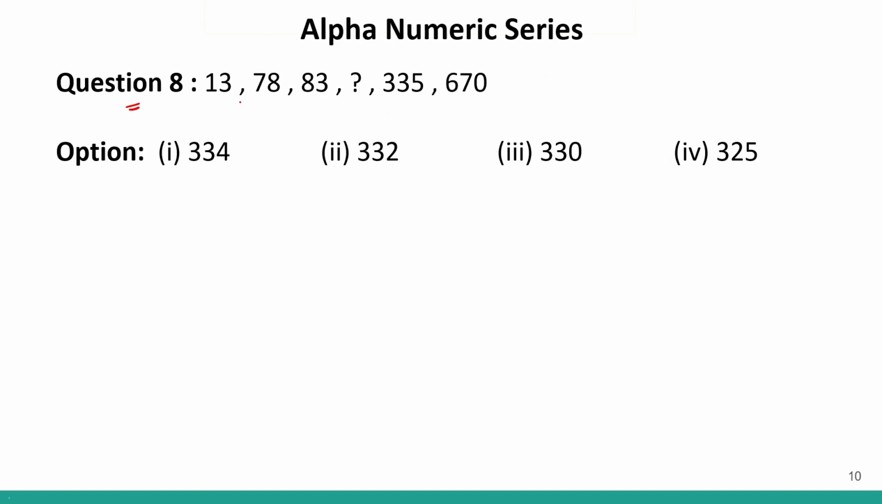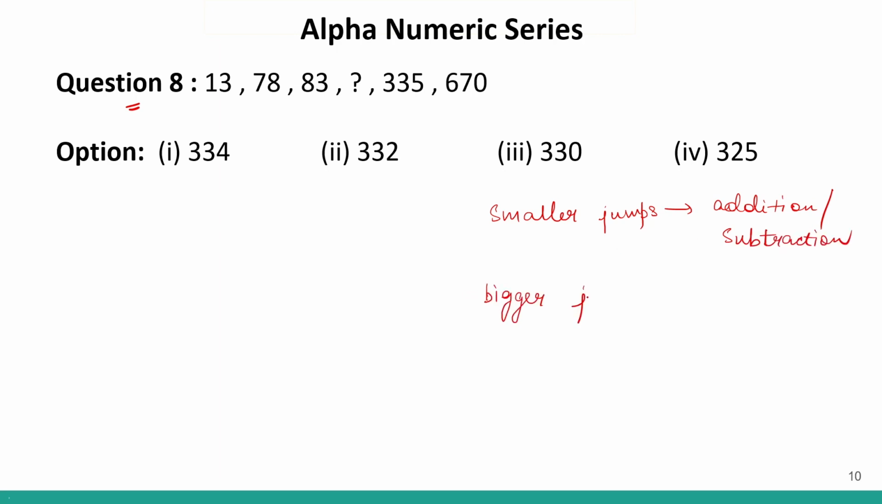Question number 8 is 13, 78, 83, 335 and 670. So I can see big jumps. So I told you whenever you see smaller jumps between numbers, assume that either we are adding or subtracting. Correct? And if you see bigger jumps, assume that we are either multiplying or we are dividing. Okay? So this is the formula basically. Whenever you see smaller jumps, assume that we are adding or subtracting. If you see bigger jumps, assume that we are either multiplying or dividing.